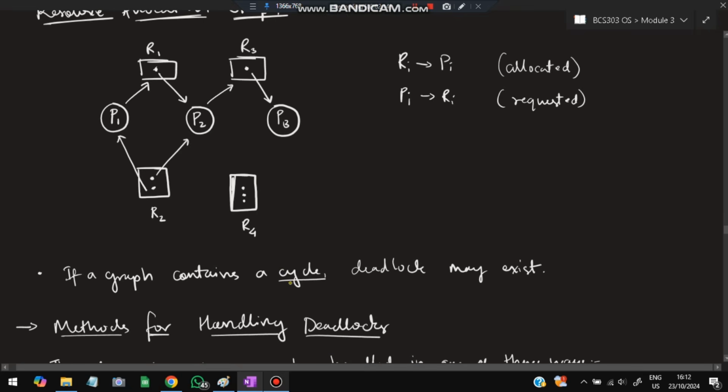Now, if a graph contains a cycle, a deadlock might occur. Cycle means this: R2 is given to P1, P1 is requesting R1, R1 is controlled by P2, and P2 is requesting R2. If the last arrow was like this, it would be a deadlock situation, because P1 wants R1 and P2 wants R2, but R2 is controlled by P1 and R1 is controlled by P2. Each process wants what is controlled by the other process, and they are waiting for the other to release it first. Okay, in that case deadlock will occur.